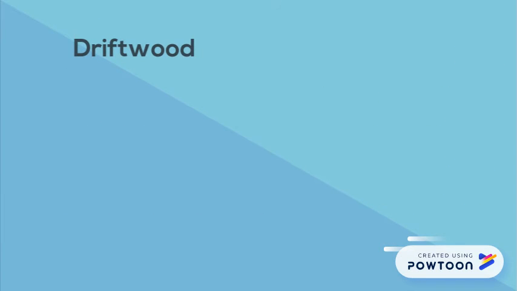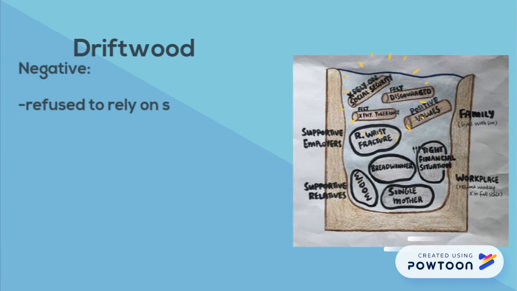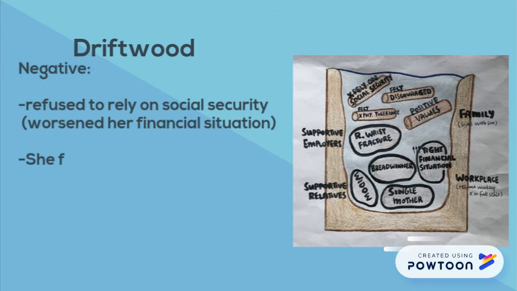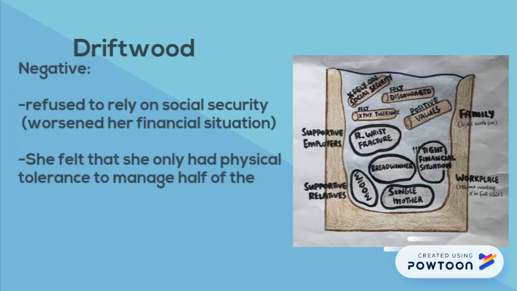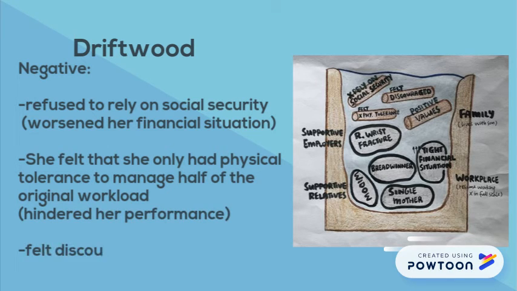For a negative driftwood, May refused to rely on Social Security, which worsened her financial situation, and she felt that she only had physical tolerance to manage half of the original workload, which hindered her performance. And lastly, she felt discouraged in overcoming this hardship.